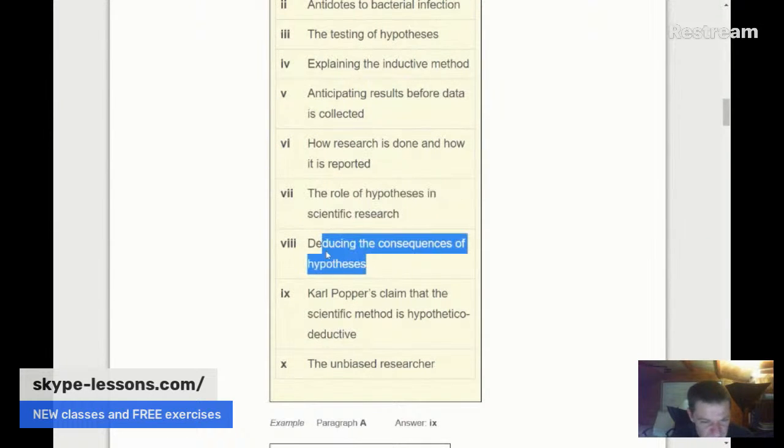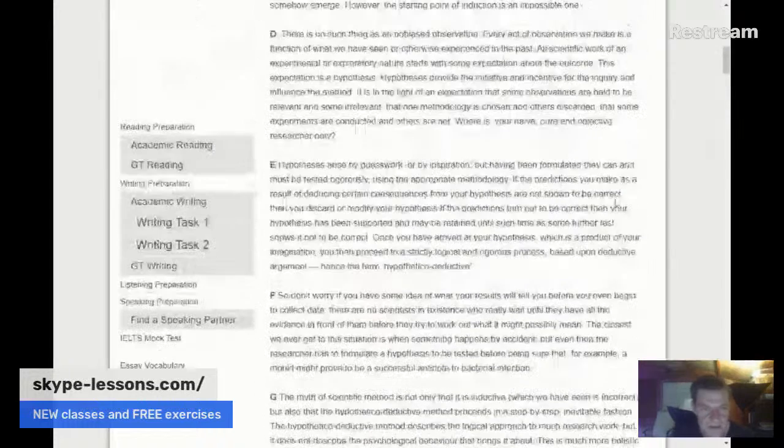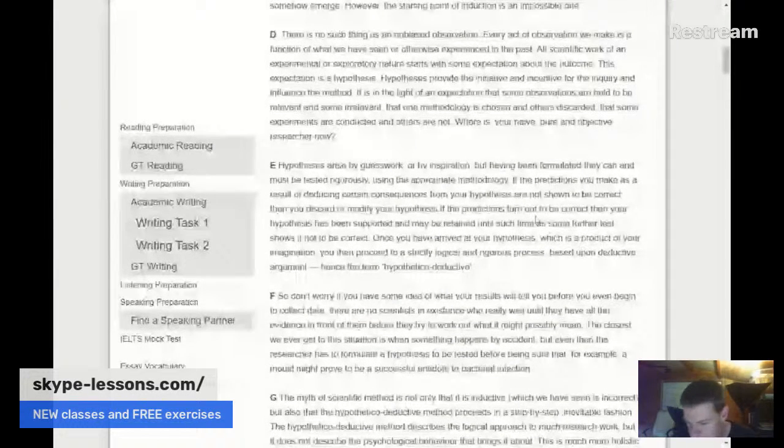Because if you come down here, deducing consequences of hypotheses, let's quickly check that one. Well, it wasn't about deducing the consequences of hypotheses. In fact, I wouldn't say that any of the texts are about deducing the consequences of hypotheses, because what you normally do is you deduce a way to test the hypotheses, to test that it's true. In other words, you try to disprove the hypotheses and not deduce the consequences of the hypotheses. Let's come back up to E now.